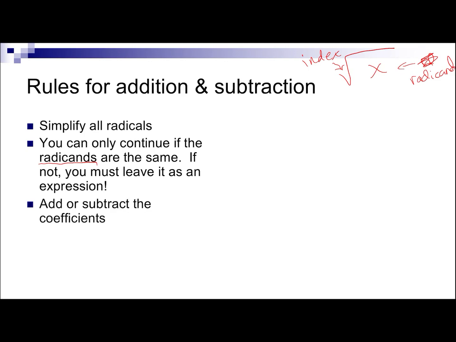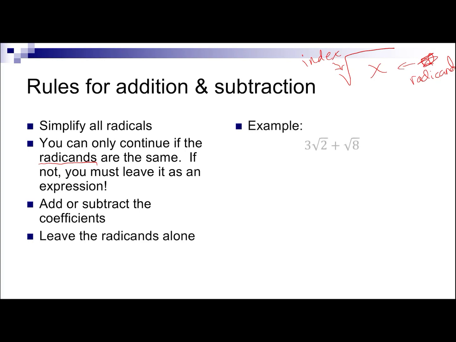At that point, if you have the same radicands, you can add or subtract the coefficients. You leave the radicands alone. If you notice, the process is extremely similar to how we would add fractions. We leave the denominators alone while adding the numerators when we do fractions. In this case, we are adding the coefficients and leaving the radicands alone when we do radicals.